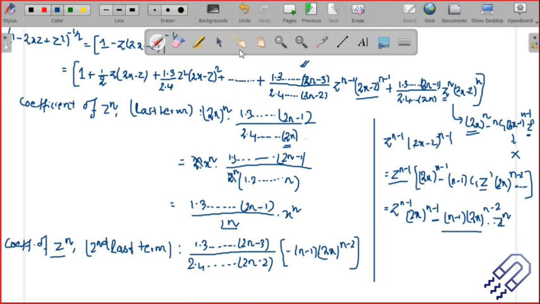Okay, let's go to the next page. I think I'll need some space here. So just remember this, minus n minus 1 (2x)ⁿ⁻². I'm not going to copy it. I think it's not very complicated.